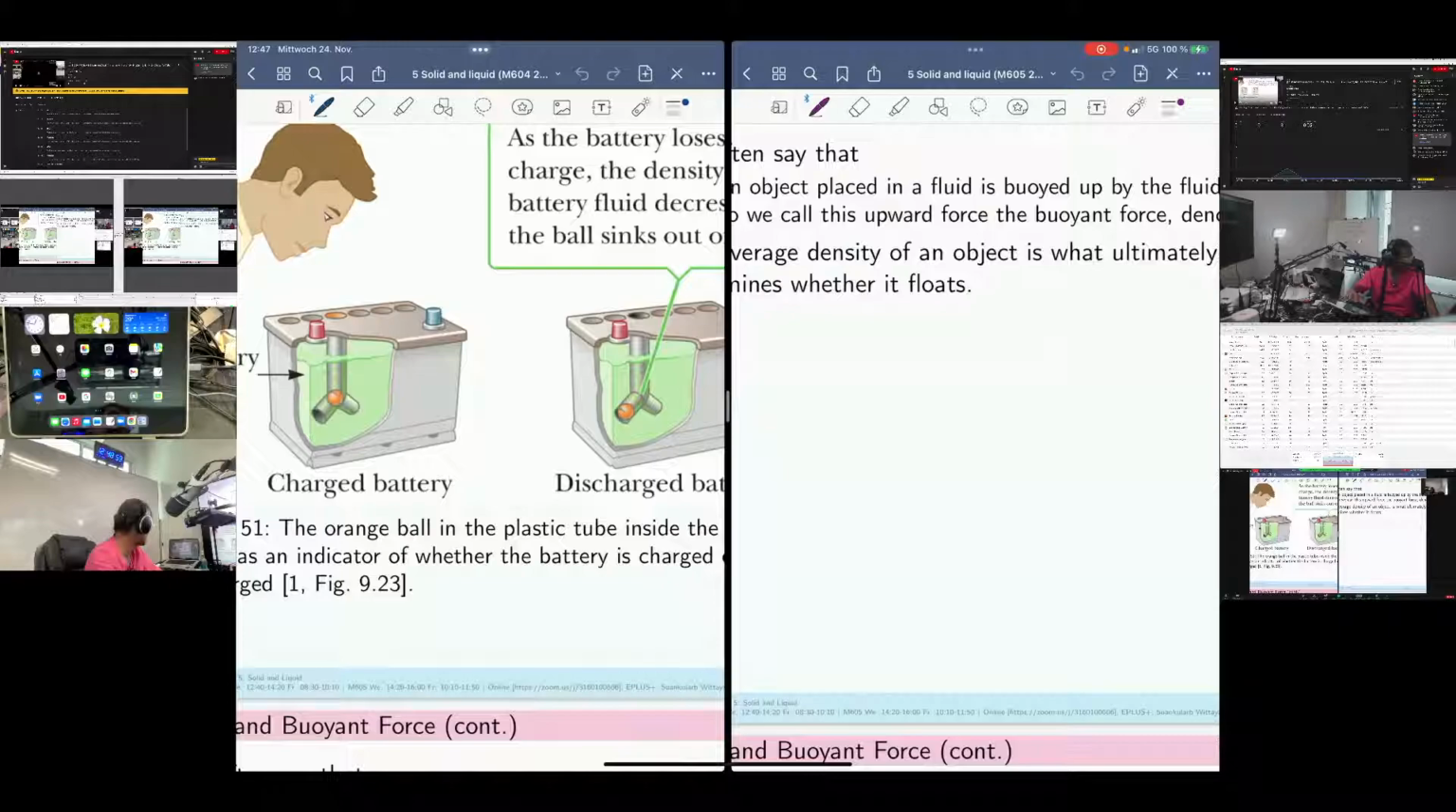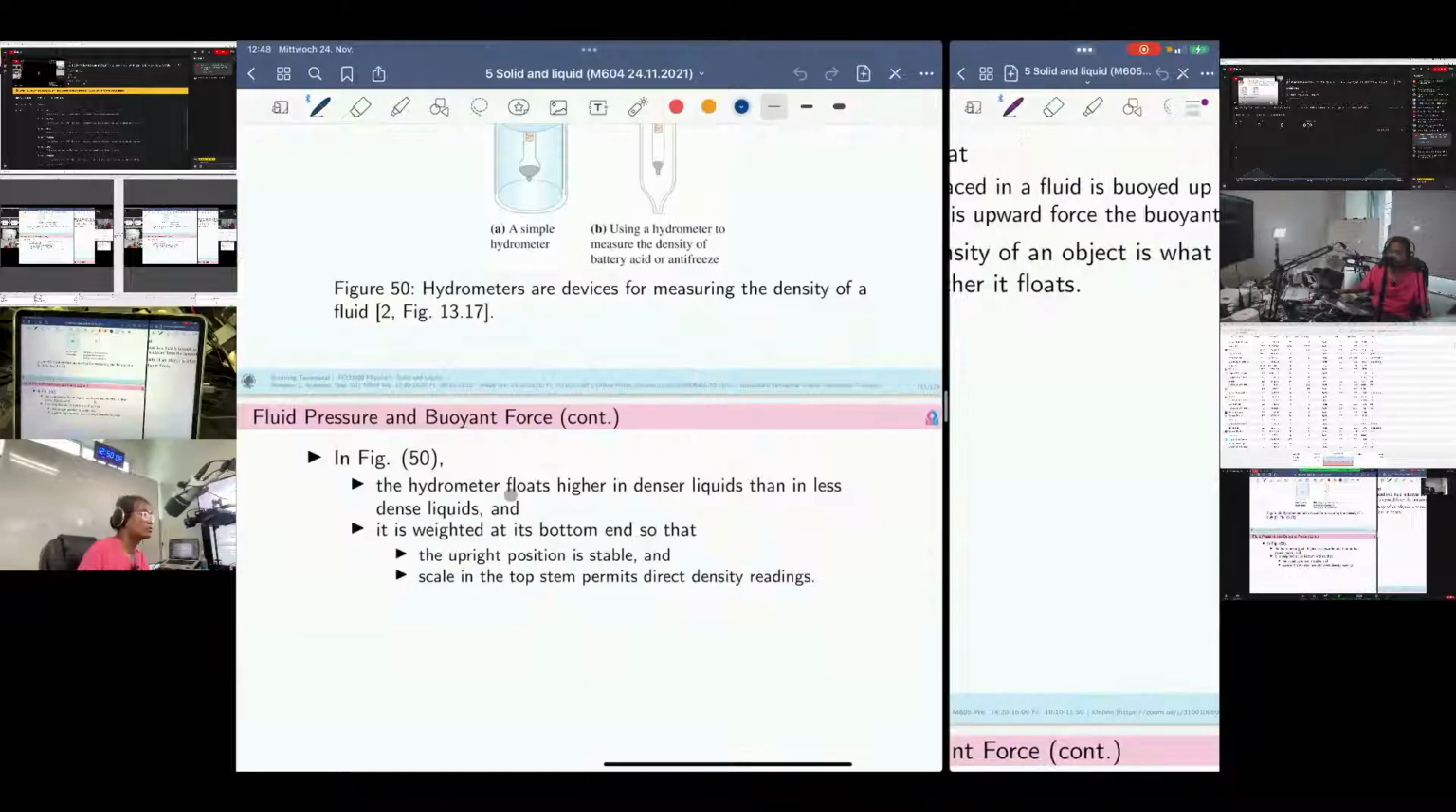Okay, in denser liquid, right, we would have a hydrometer floats higher. It is weighted at its bottom end so that the upright position is stable. All right. Scale in the top stem permits direct density readings.